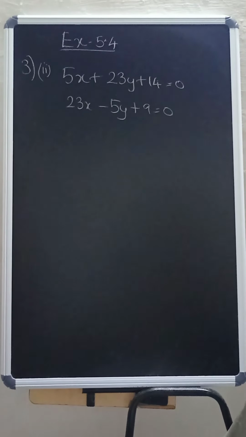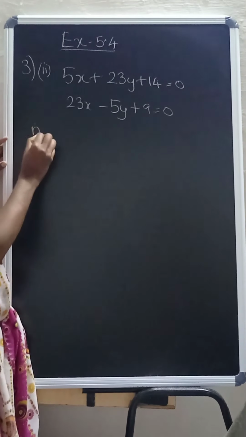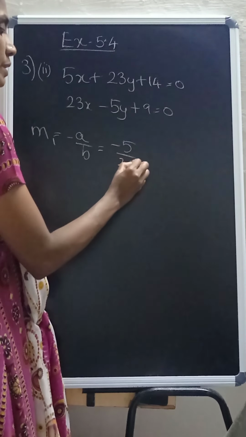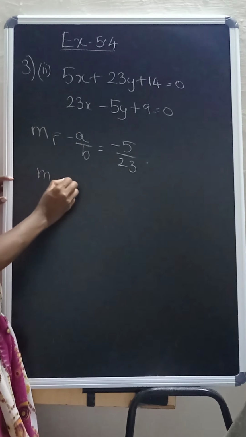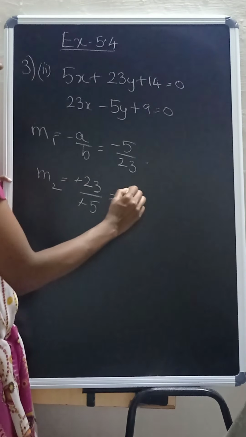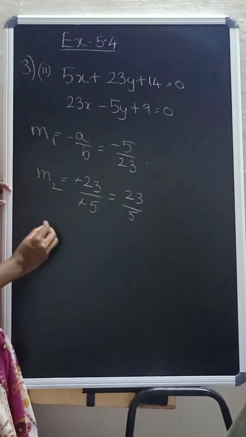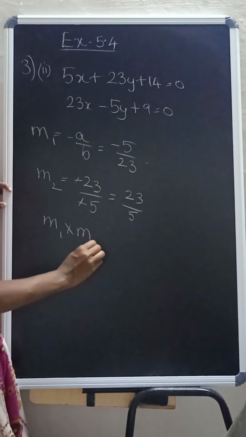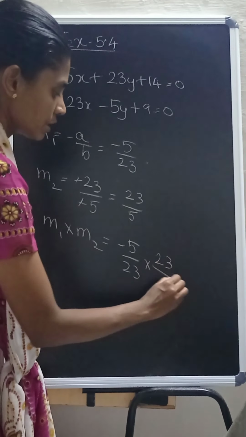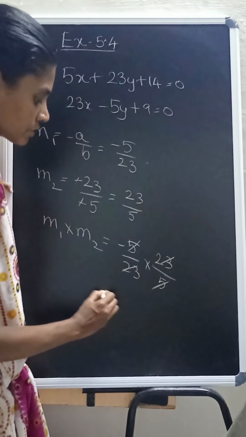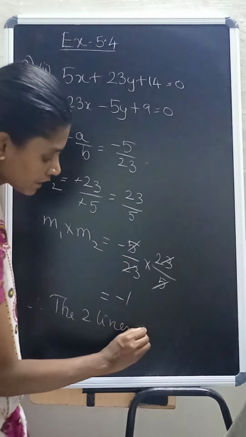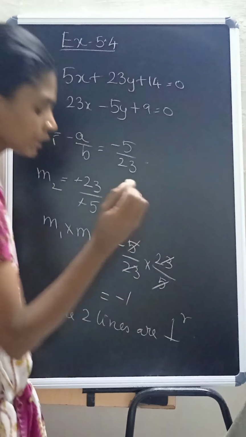Second part of the question, they have given you two equations. Now find out m1 is equal to minus a by b, minus 5 by 23. Now m2 is minus 23 by minus 5, which is equal to 23 by 5. Now we can see m1 into m2, minus 5 by 23 into 23 by 5, is equal to minus 1. Therefore, the two lines are perpendicular.